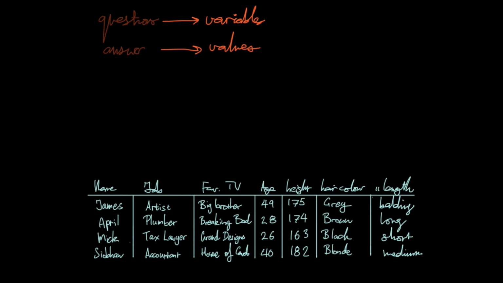So when you're reading this table, even though it just says name, job, and fave TV, I want you to translate these variable names back into their questions. When you read job, I want you to read, what is your job? And when you look at the value plumber, it's good to go back and say, okay, what is the answer? This is the answer, I am a plumber, to the question, what is your job?